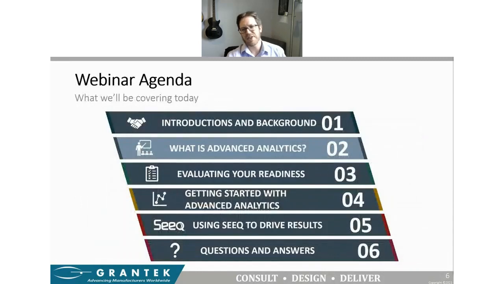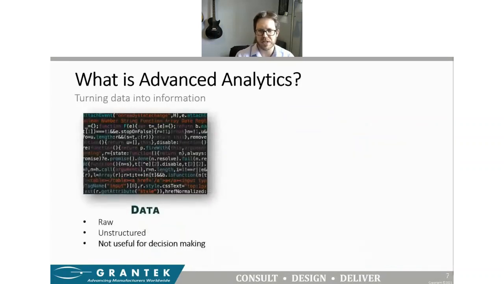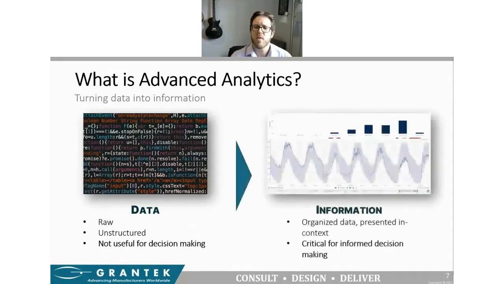All right, so next we're going to talk a bit about what advanced analytics actually is, make sure we're all on the same page around the terms that we're going to be using. So analytics is all about turning data into information. Data is that raw, unstructured stuff that we get from sensors and systems throughout our manufacturing businesses and the actual business processes itself, supply chain, all over the place. We want to take that data and turn it into organized, actionable information.